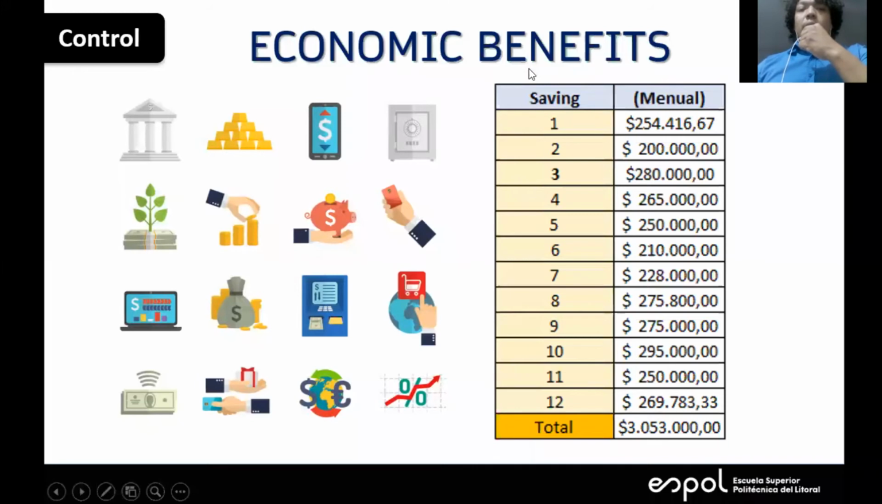These are the economic benefits, and we have the saving per month and the total per year. This is for the first solution. For the second solution, the benefits or savings and cost are zero.